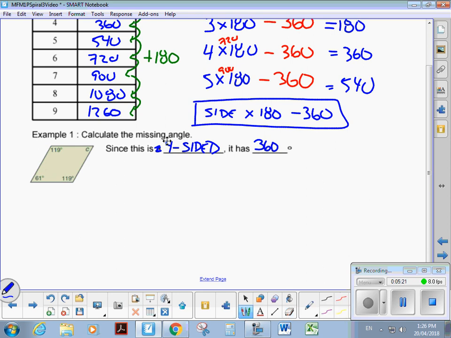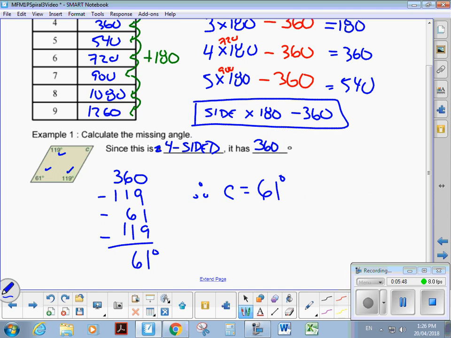Anyway, how do we find the missing angle? Well, if we know we have 360 degrees inside this particular shape, we can then subtract 119. So we'll just take away all the angles. 360 minus 61 minus 119. When you punch that through the calculator, it turns out to be 61 degrees. So therefore, C equals 61 degrees. All right, so you can just do the sum of the angles, same as what we did with triangles in spiral 1.